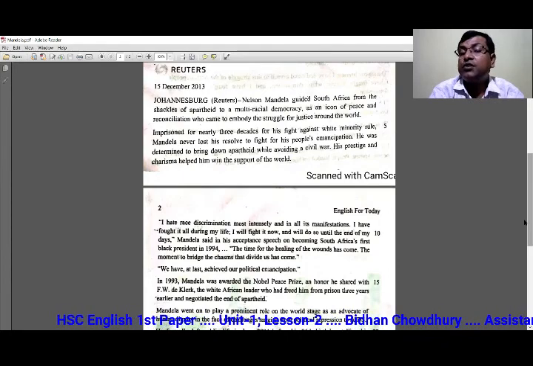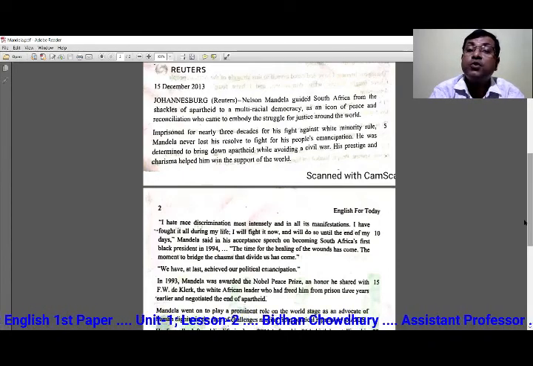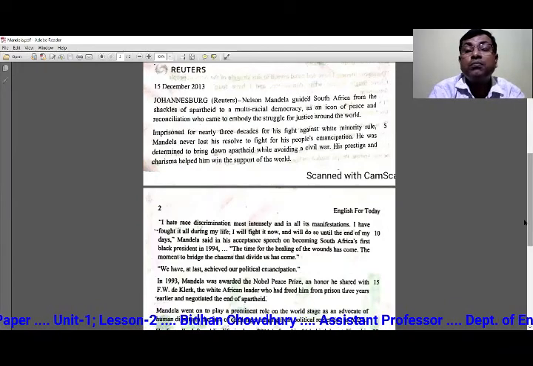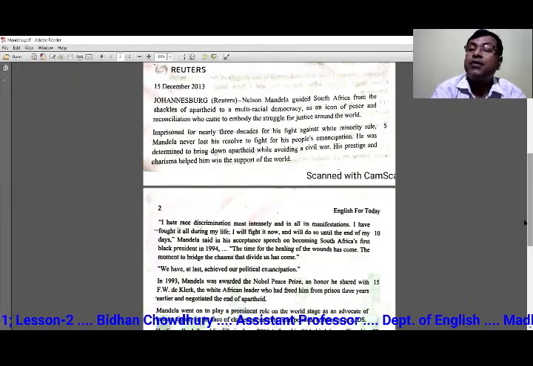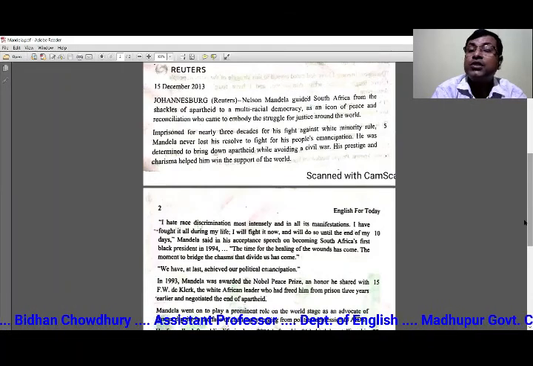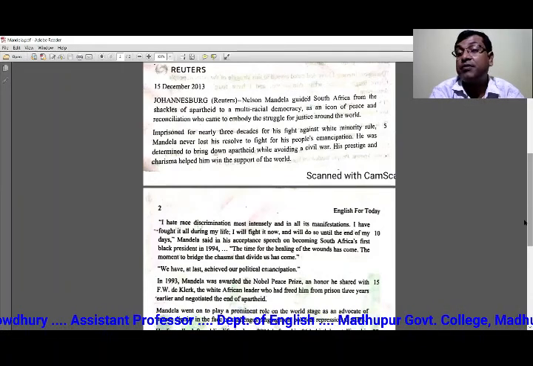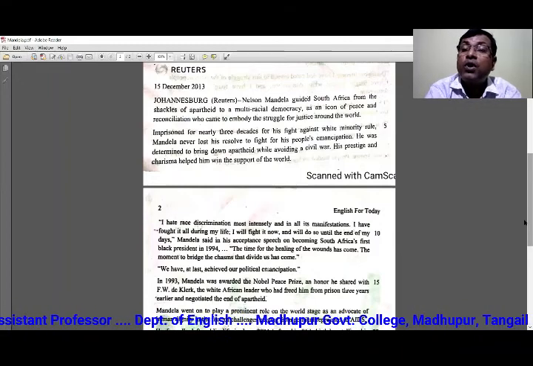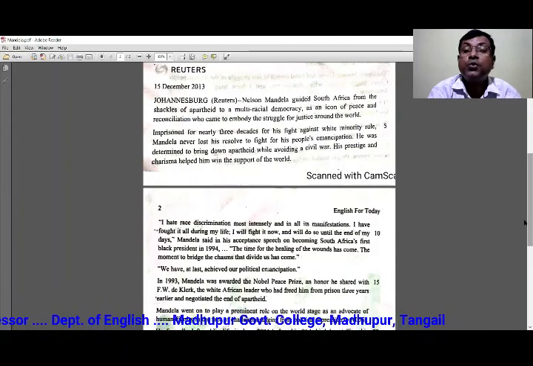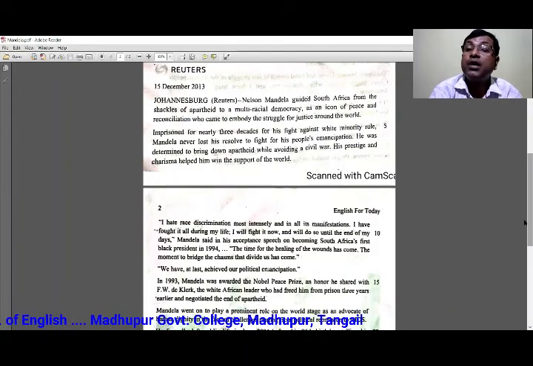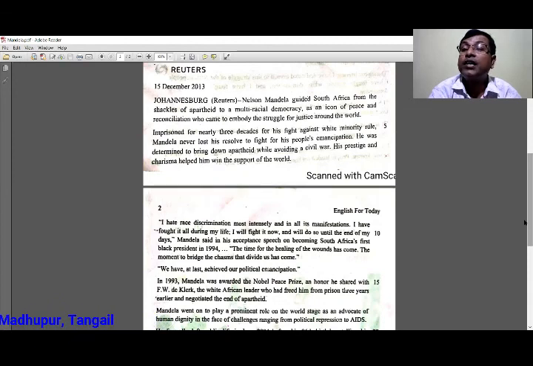Mandela never lost his resolve. Though Mandela was tortured violently, he had to suffer violent sufferings. Still, he never lost his resolve to fight for his people's emancipation. That means Nelson Mandela was very much determined to gain freedom, or to bring about emancipation, for the people of his country, especially for the black people who were subjugated, who were tortured by the white minority rulers. He was determined to bring down apartheid while avoiding a civil war.